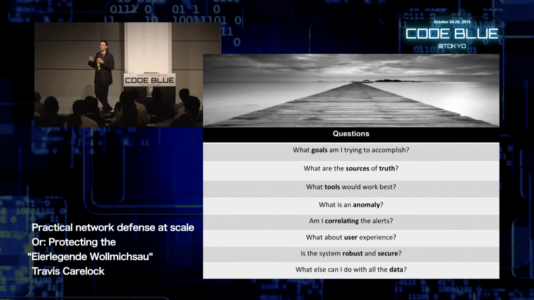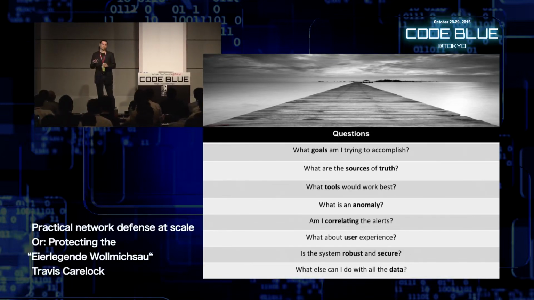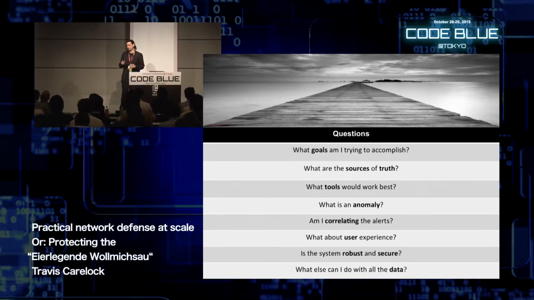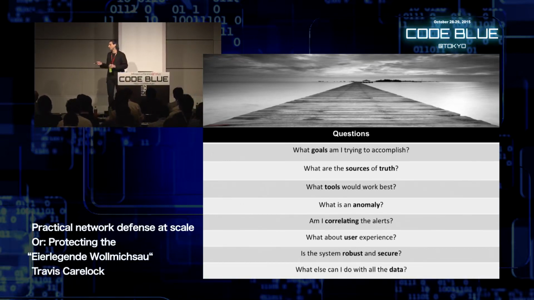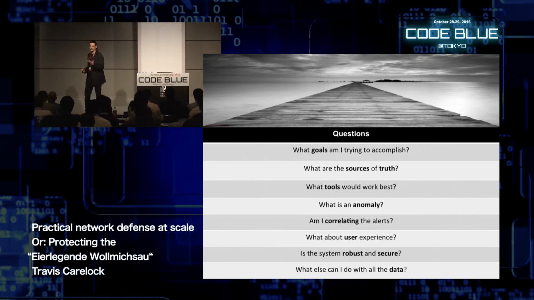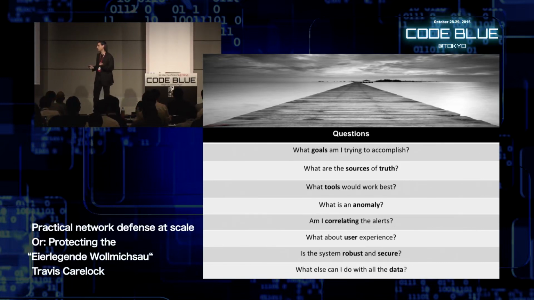What tools, considering I know these sources of truth, work best in modifying or analyzing these sources of truth? What is an anomaly? So what is erroneous connections in your infrastructure? What is supposed to happen and what is not supposed to happen? And then, am I correlating my alerts? Do I have a feedback system so that my alerts are now data and I can glean some information from that? And then what about user experience?